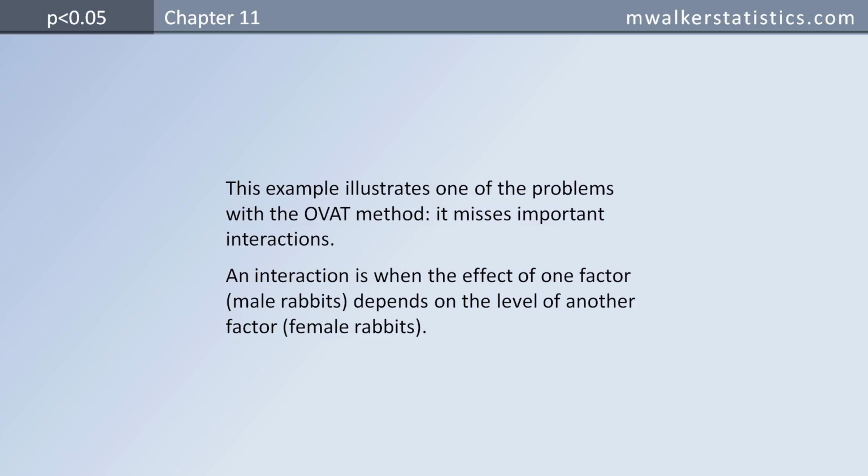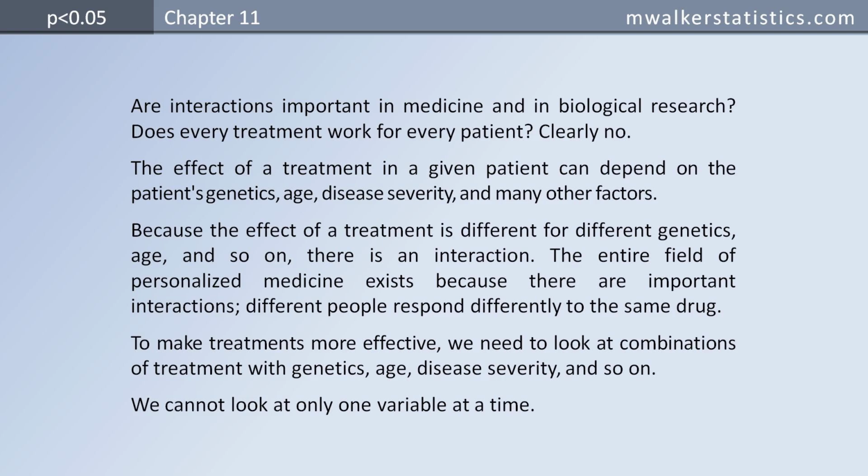This example illustrates one of the problems with the OVAT method. It misses important interactions. An interaction is when the effect of one factor, male rabbits, depends on the level of another factor, female rabbits. Are interactions important in medicine and in biological research?